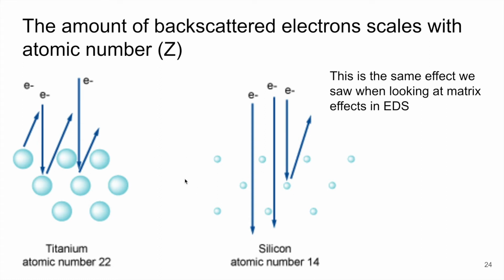If these two pieces of material are next to each other on a sample, we would see contrast from the detector, because the detector is going to get more from the titanium region than from the silicon region. And that's how we get contrast. That's why we sometimes call that Z contrast, or atomic number contrast, or phase contrast. All of those are giving us the same idea.